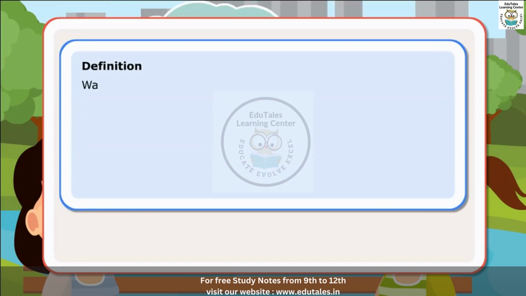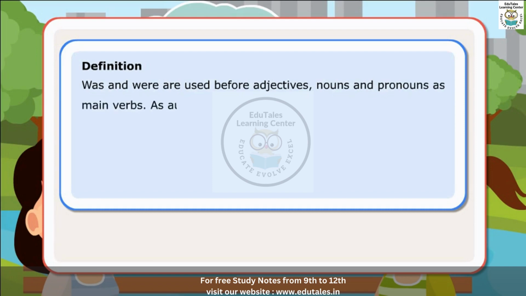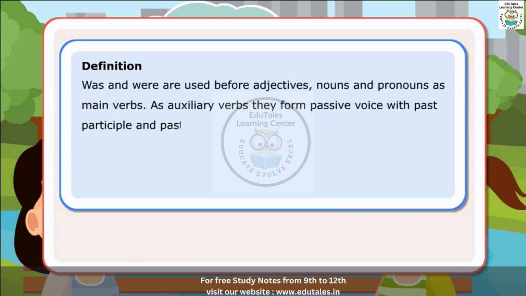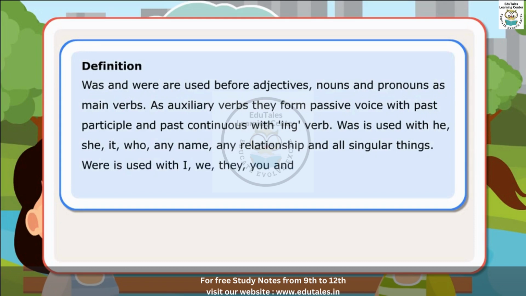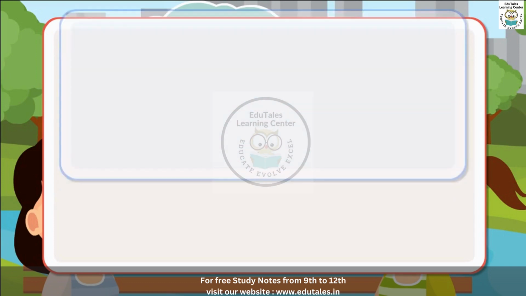Definition: was and were are used before adjectives, nouns and pronouns as main verbs. As auxiliary verbs, they form passive voice with past participle and past continuous with ing verb. Was is used with he, she, it, who, any name, any relationship, and all singular things. Were is used with I, we, they, you, and all plural things. Both are used to denote past tense. Let us look at a few sentences.